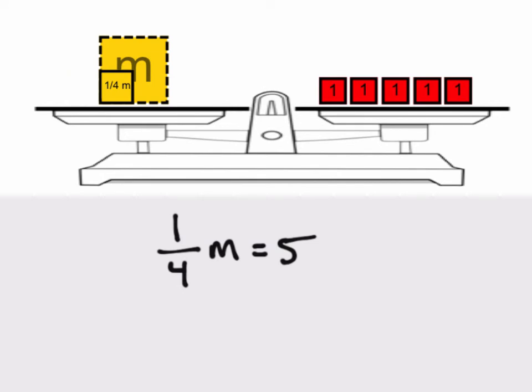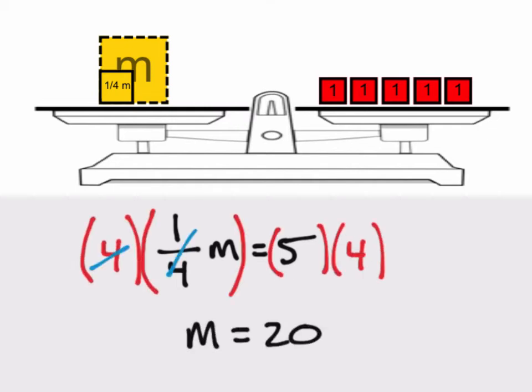How about 1/4 m equals 5? Well, we don't want to know what 1/4 of m is. We want to know what m is. But we know that m is going to be 4 times 1/4 of m. So if we look at the equation and we multiply both sides of this equation by 4, we'll end up with m equals 20, the solution to our equation.